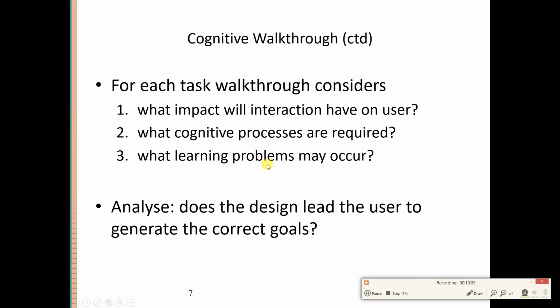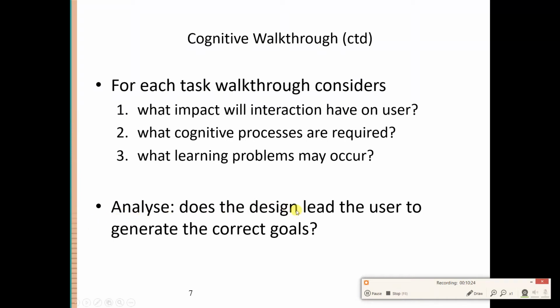Because the user is supposed to use the system without difficulty, it should be easy to learn. So if that is not the case, and the user is encountering some problem, finding it difficult to learn the system, then we have to identify these problems, and later on we have to solve them.